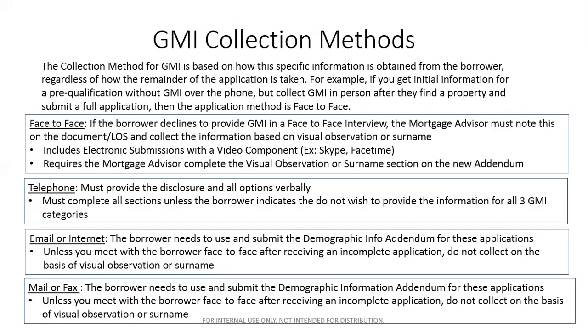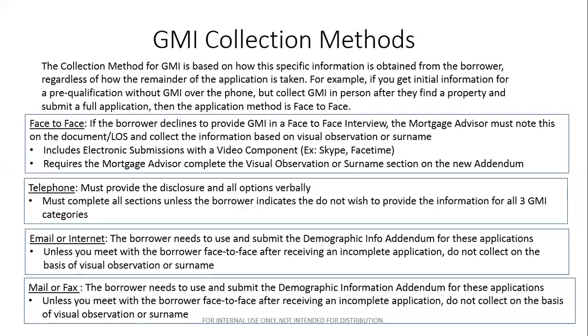Now, the collection method for the government monitoring information is based on how this specific information is obtained from the borrower, really regardless of how the remainder of the application is taken. For example, if you get information from a pre-qualification without the government monitoring information over the phone, but then collect the government monitoring information in person after they find a property and then submit a full application, then the application is taken via face-to-face.